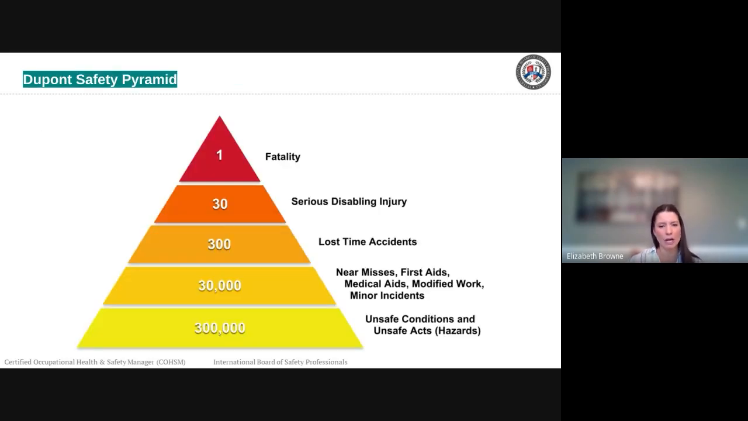Here's another example very closely related to this, the DuPont safety pyramid. For every one fatality, there were 30 serious disabling injuries, 300 lost time accidents, 30,000 near misses, first aid, medical aid, modified work, minor incidents, and 300,000 unsafe conditions and unsafe acts. So you can see there's exponentially a greater amount of things occurring that are opportunities for us to observe and control the risk associated with these unsafe conditions and acts. Those 30,000 near misses were opportunities we could have investigated that, by doing so, could prevent those 300 lost time accidents and those 30 serious disabling injuries. And of course, we would want to prevent that one fatality.